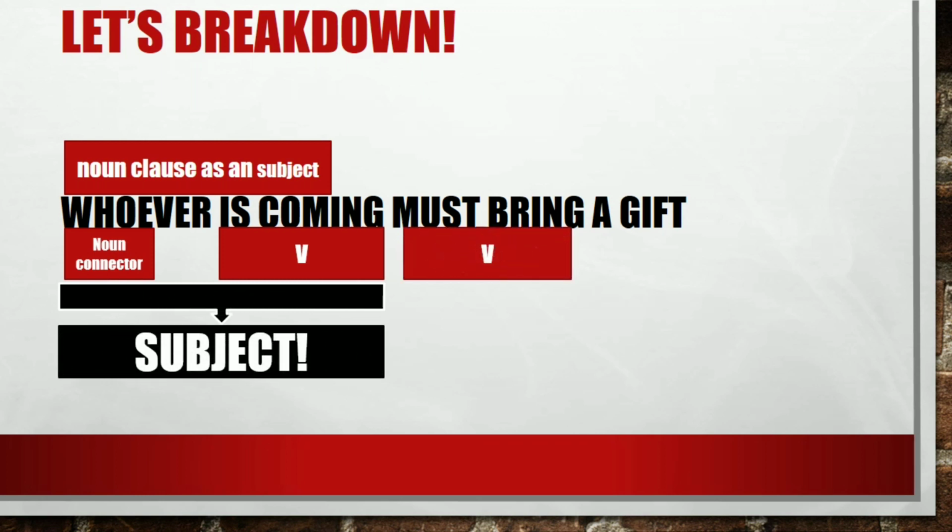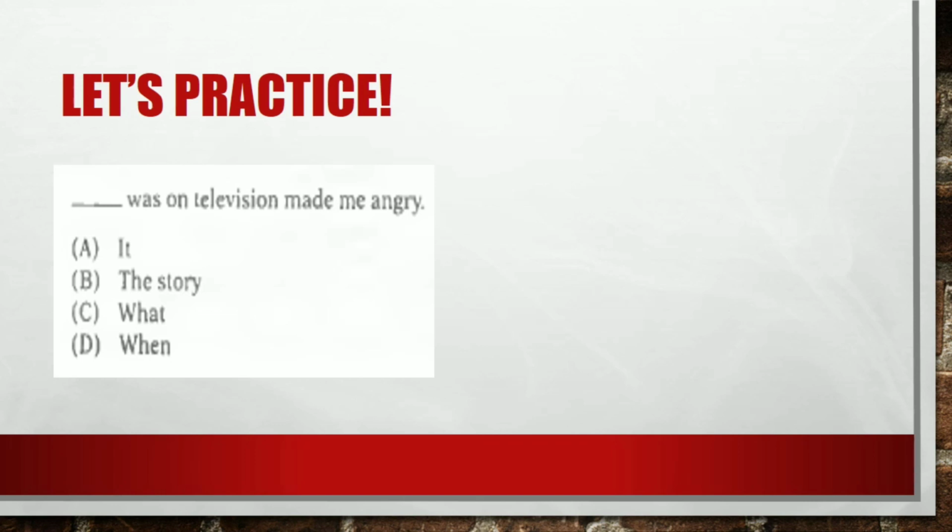Okay, I have another question to discuss. Blah blah blah was on television made me angry. The tips and the tricks, just like what I said, are actually the same. We still have to analyze the subject and the verb. What is the subject? Is the subject missing? Let's say it's missing, okay? Kita anggap subjeknya hilang dulu lah. Then, is there any verb? Nah, you can see that there are two verbs, namely was and made.